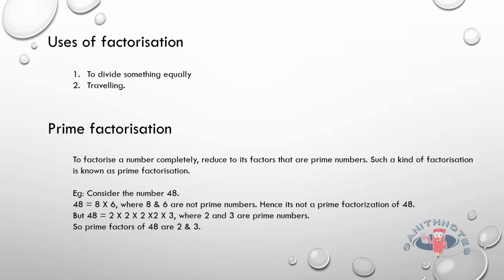So let's go through an example. In the case of the number 48, how can 48 be factorized? It can be factorized as 8 into 6. Are 6 and 8 prime numbers? No, they are not. They are composite numbers. Hence, this factorization of 48, which is 8 into 6, is not a prime factorization of 48. But how do you find the prime factorization of 48? 48 can be factorized as 2 into 2 into 2 into 2 into 3, where 2 and 3, both of them, are prime numbers. So this kind of factorization of 48 is a prime factorization, where the prime factors of 48 are 2 and 3.